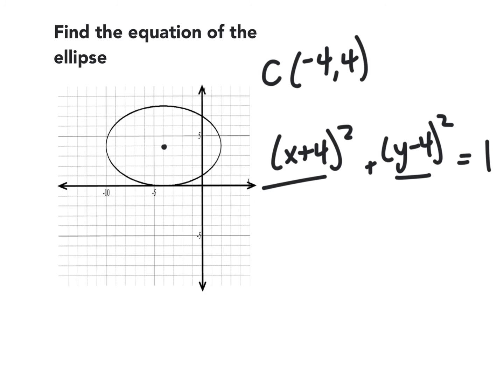Well, we can see that this is a horizontal ellipse, so it's going longer in the x direction. So a squared will go underneath x. And we can see that it goes out 6 in each direction. So a squared must be 36. And in the y direction, it goes up and down 4 from the center. So 4 squared would be 16. And this is the equation of the ellipse.